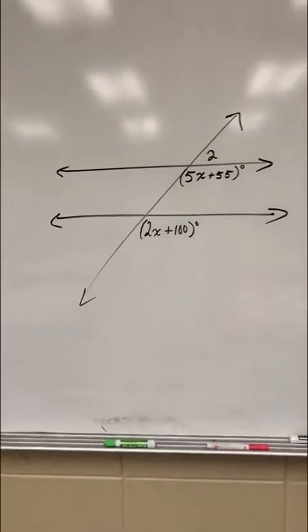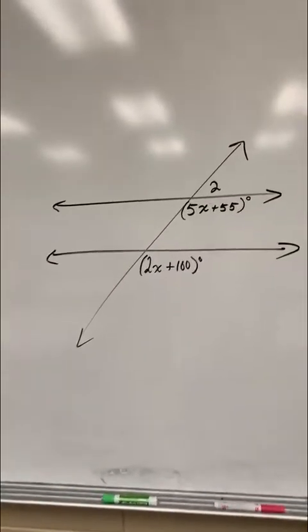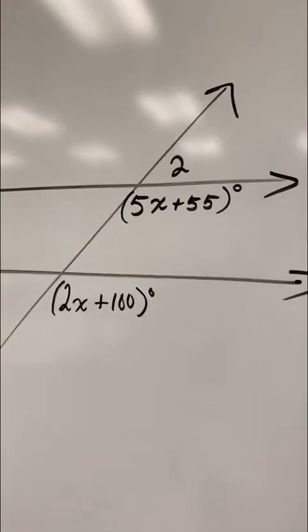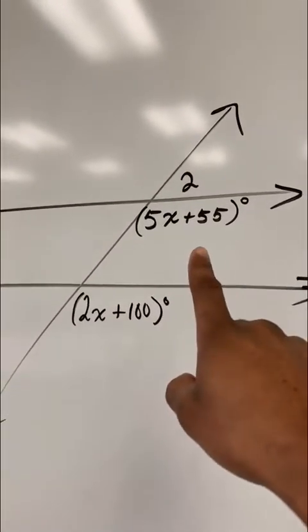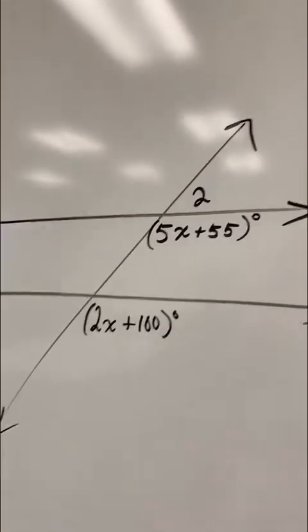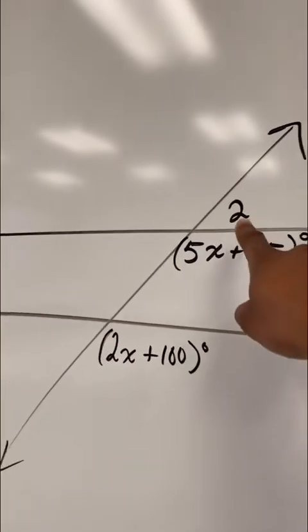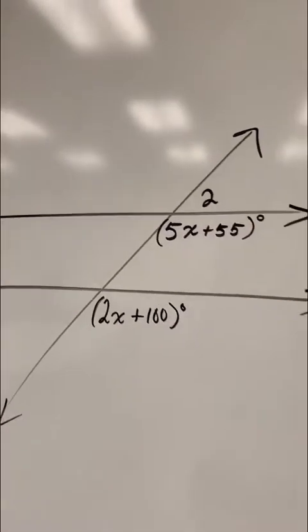So here's my diagram. I have two parallel lines cut by a transversal. And here are my angle measurements right here. So I have a 5x plus 55 degrees. I have a 2x plus 100 degrees. There's my angle 2. So this question wants to know what is the measure of angle 2. So angle 2 is right there. That's what we're trying to figure out the measurement for.